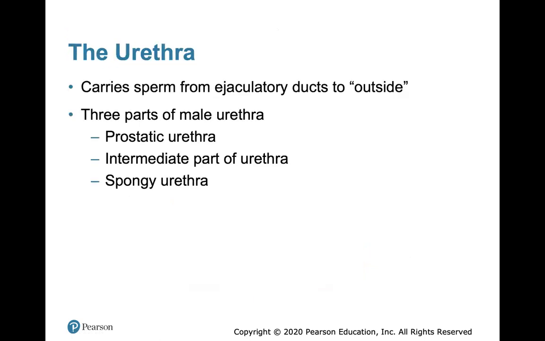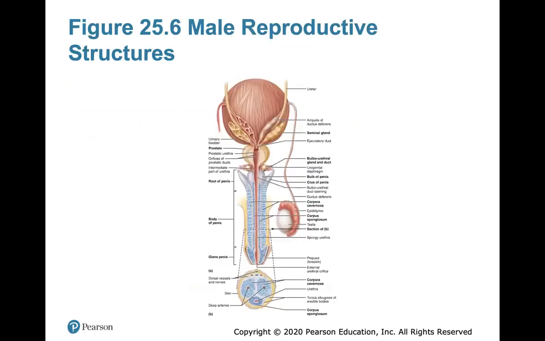The urethra then carries sperm from the ejaculatory ducts to the outside. There's 3 parts of the male urethra depending on where it goes. So here are the 3 parts of the urethra, how it travels and carries both sperm and urine out.